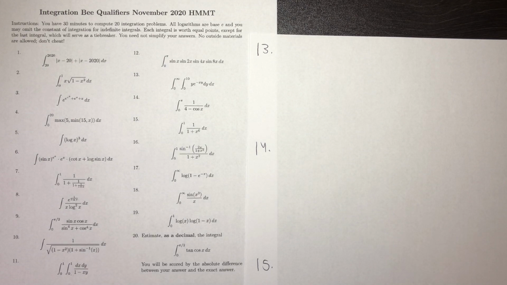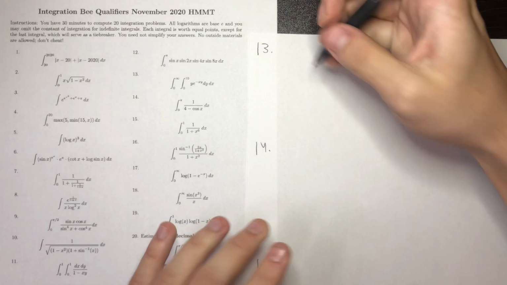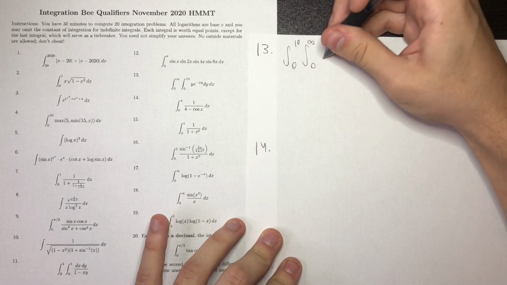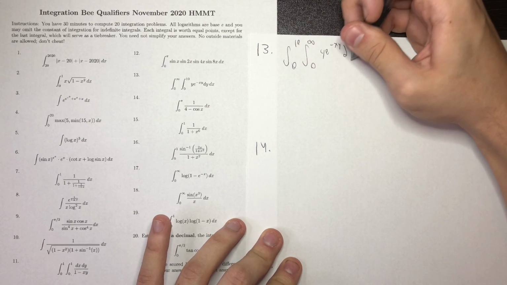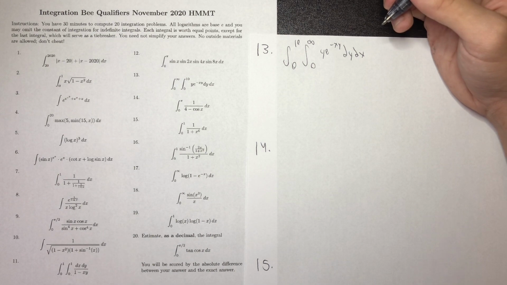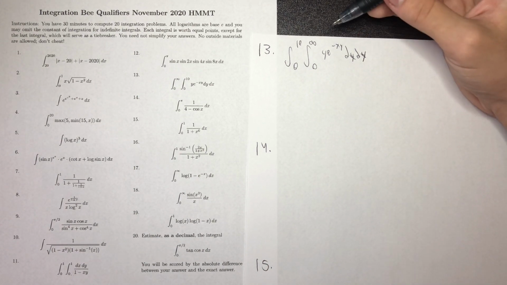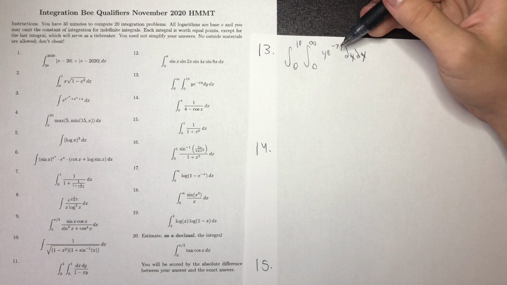of y e to the negative xy, dy dx. Now, in order to do this, I'm actually going to switch the order of integration, because I think it would be easier to integrate the other way first. So, when we do this, we're going to have the integral from 0 to 10, integral from 0 to infinity, y e to the negative xy dy dx. Now, dx dy.